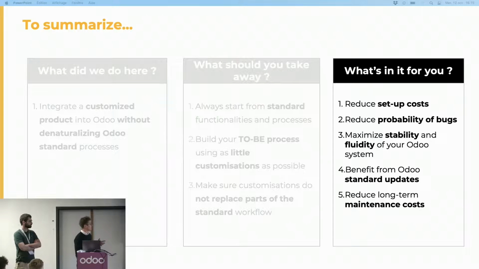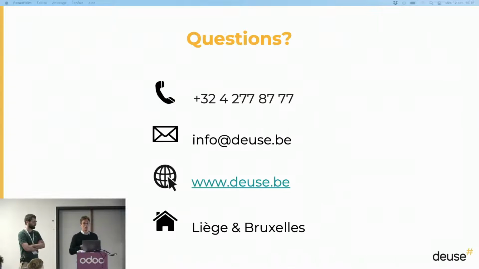What are the benefits of doing that? You would reduce the setup cost and the time to implementation. You will reduce the probability of bugs, maximize the stability and the fluidity of the system, and your client will benefit from standard updates from Odoo on the standard application. And of course, it will reduce the long-term maintenance cost and will increase the autonomy of the client with his application, and at the end, will give him much more happiness. All right, thanks for listening to our presentation, and we would gladly take any questions.